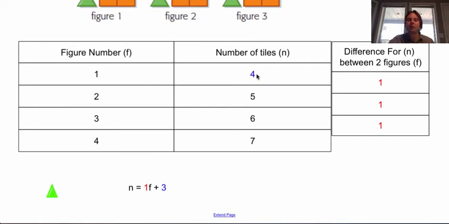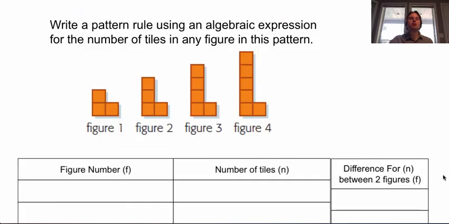So how many am I short of 4? I am 3 short of 4. Now let's try this. 2 times 1 is equal to 2, but I get 5. Once again here, I am 3 short of this number. 3 times 1 is equal to 3. But here I have 6, so I'm 3 short again to this number. So every time I must add 3. So that's why I get my formula as number of tiles is equal to 1 multiplied by the figure number plus 3.